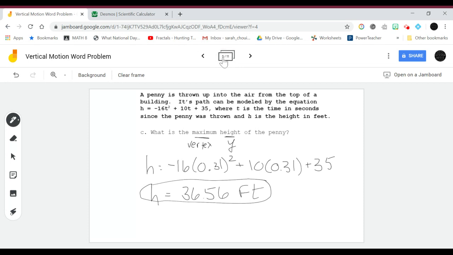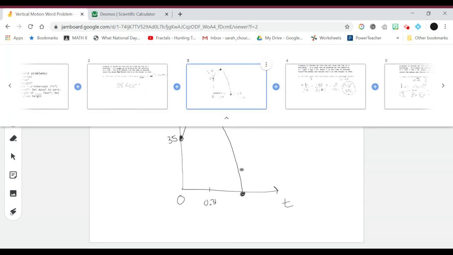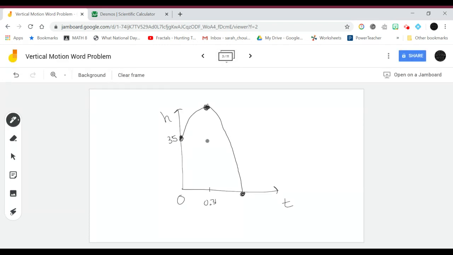If we look back at our diagram, we knew the time it was going to take to get to the maximum height, and we know the maximum height is 36.56. So it's actually not much higher than its initial height. I'm actually going to redraw this graph for our next video just to make it a little bit more accurate, even though it's just a sketch.